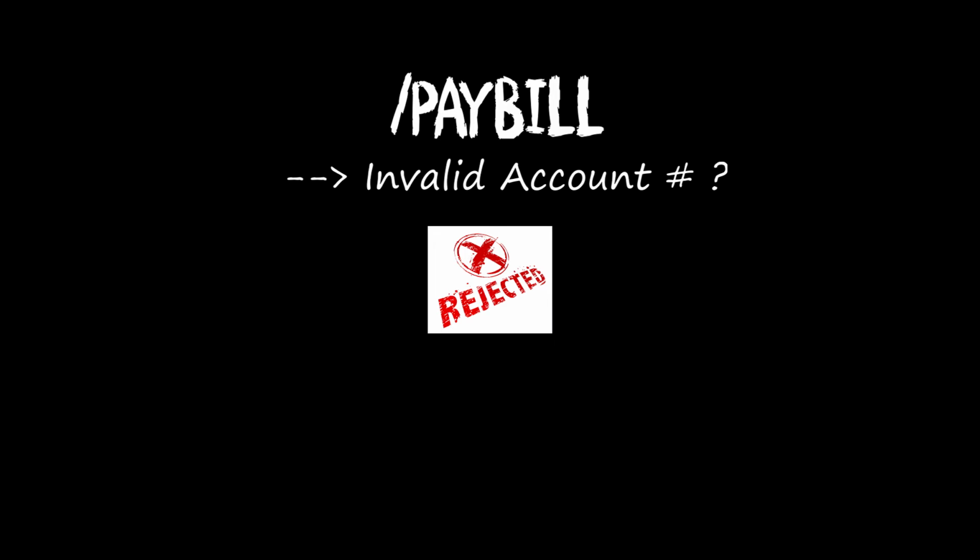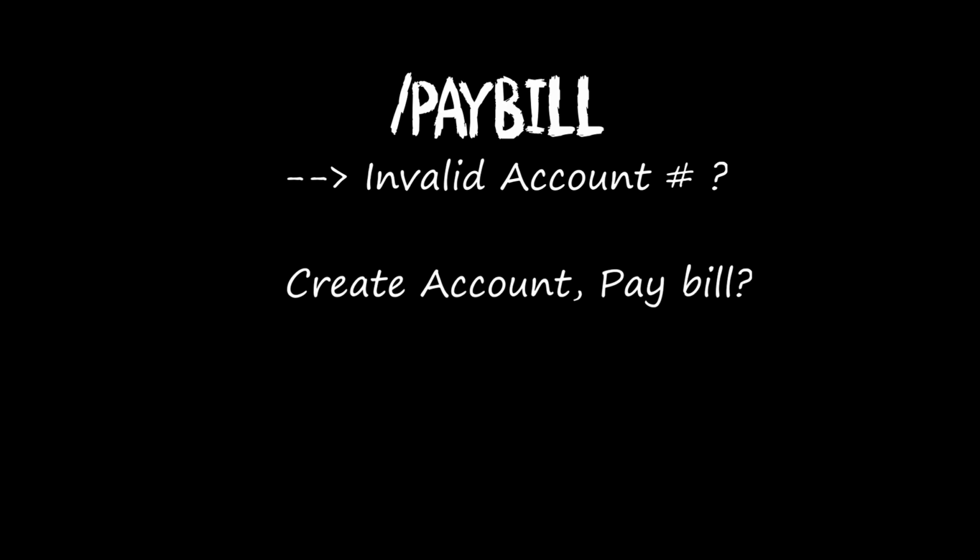The API can also define other behaviors. For example, what should this Pay Bill API do if a user tries to call it and provides an invalid account number? Should it simply reject the request? Or should it create an account first and then pay the bill? APIs can also specify what they will do in certain scenarios through pre-established agreements.